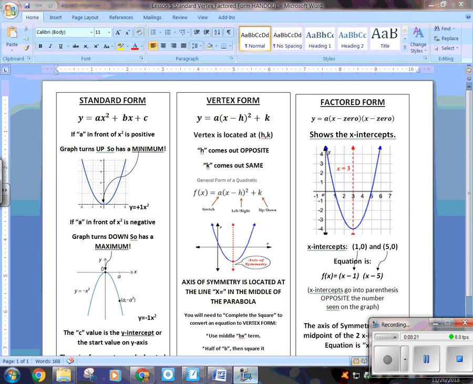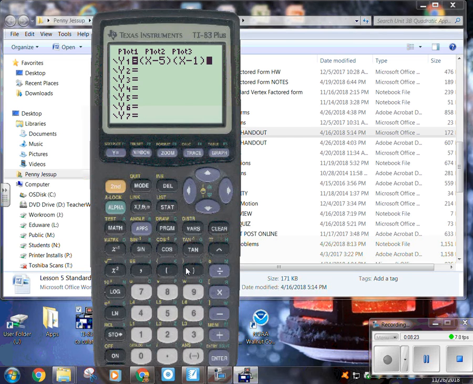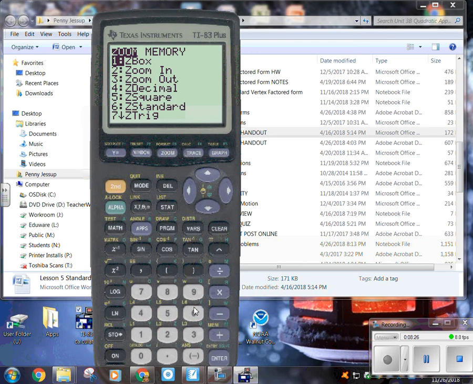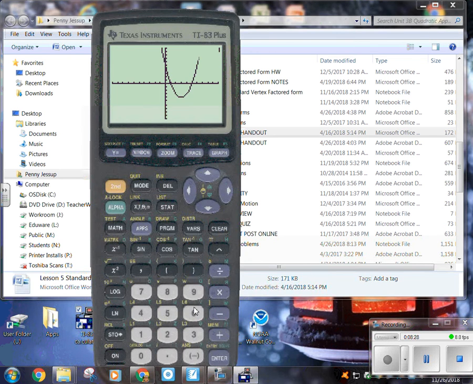Now, y'all don't believe me that works, do you? It works, you believe me? So we went to the calculator, and we're going to type in x minus 5 and x minus 1. I'm going to do ZoomStandard, the standard window. Y'all see the curve come in? Does that kind of look like where ours was?